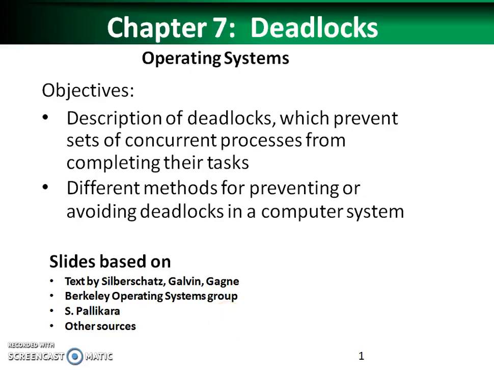Yeah, so now we'll be dealing with operating systems. In the subject operating systems, deadlock is a very important topic. So, in this topic, what are the things we are going to look at? We'll be looking at the description of deadlocks, and how, because of deadlocks, concurrent processes cannot happen together. And then we also deal with several methods for preventing and avoiding deadlocks in a computer system.